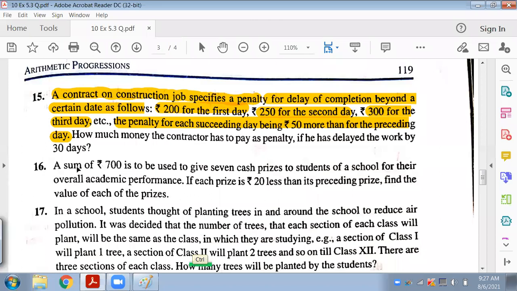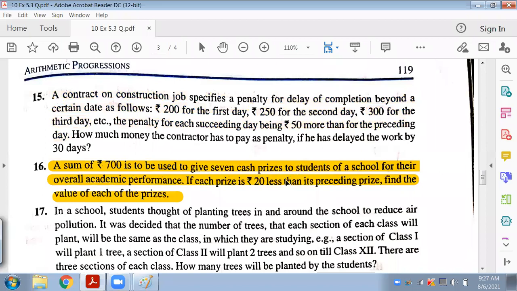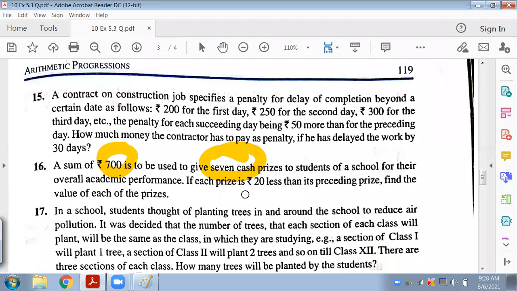A sum of rupees 700 is to be used to give 7 cash prizes to students of a school for their overall academic performance. If each prize is rupees 20 less than its preceding prize, find the value of each of the prizes. So this rupees 700 is to be used to give 7 prizes to the students, and each prize is 20 less than the preceding one.